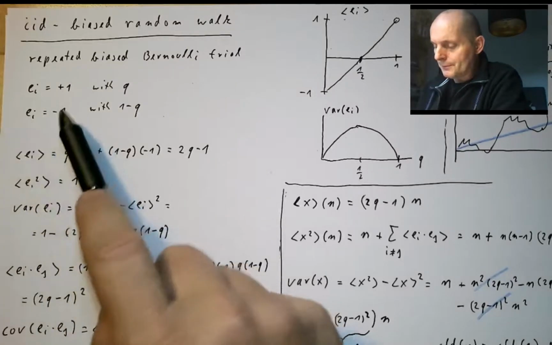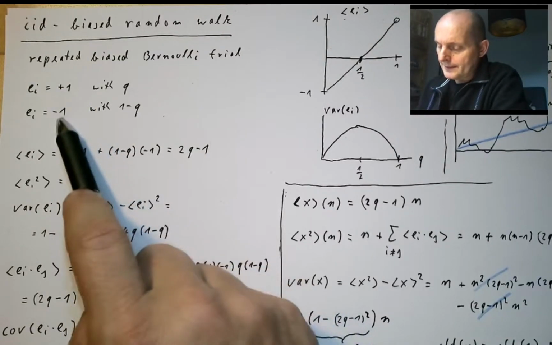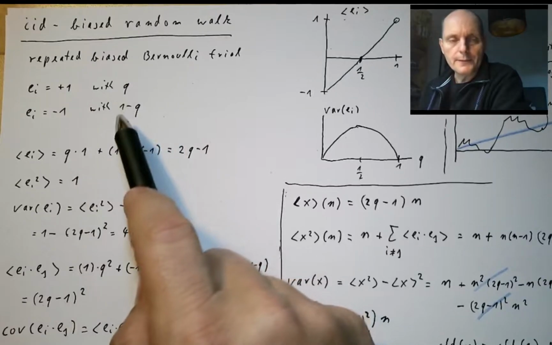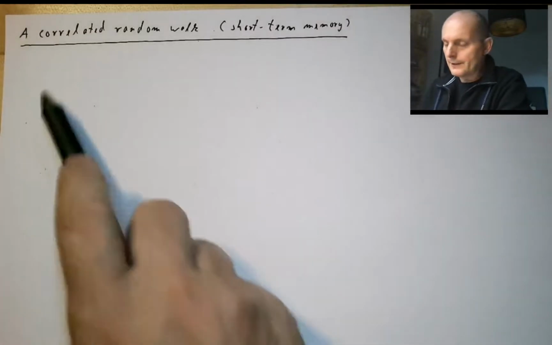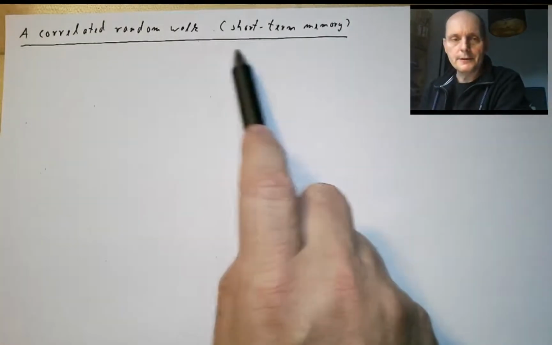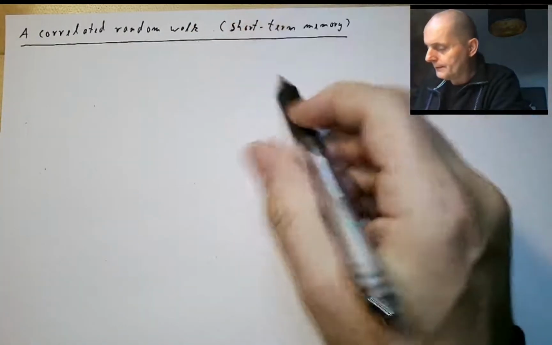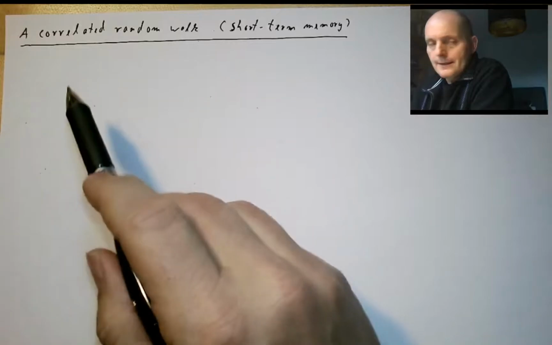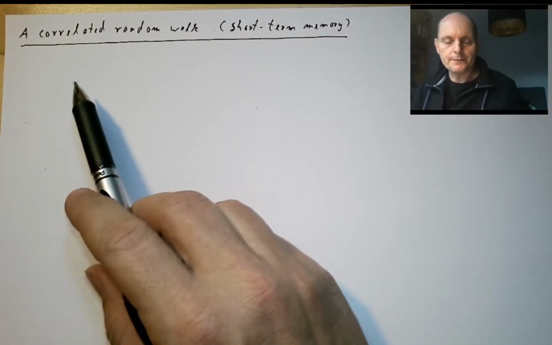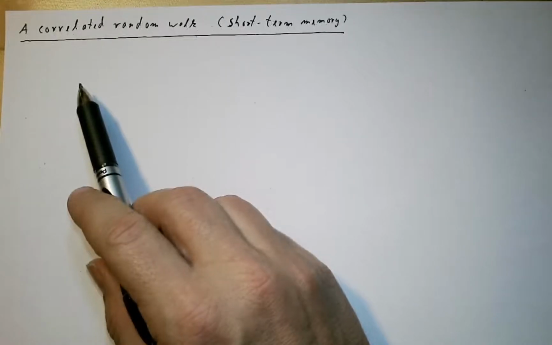So we had this example of a biased random walk, where we have increments plus or minus depending on q. And now we make a slight twist. So we go over to a correlated random walk, and it will be a random walk with a short-term memory. And these are kind of more trivial examples of random walks. As you see, it will be very similar to the biased random walk. So how do we do it?